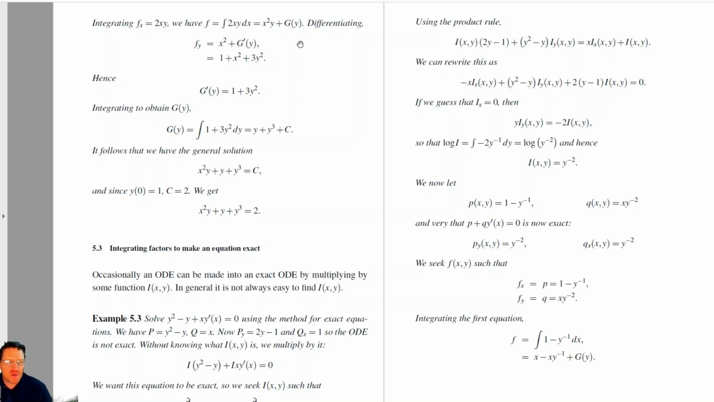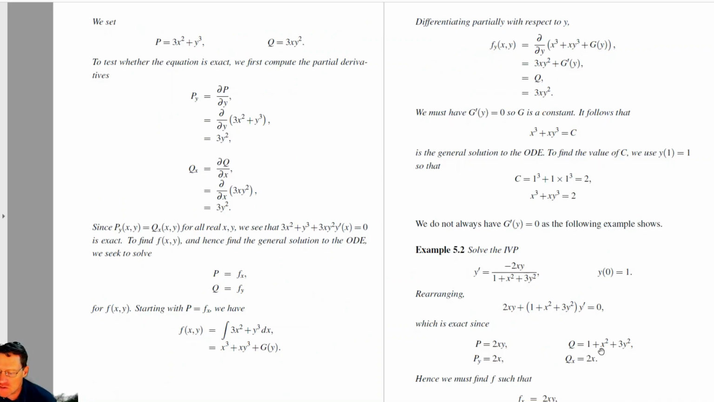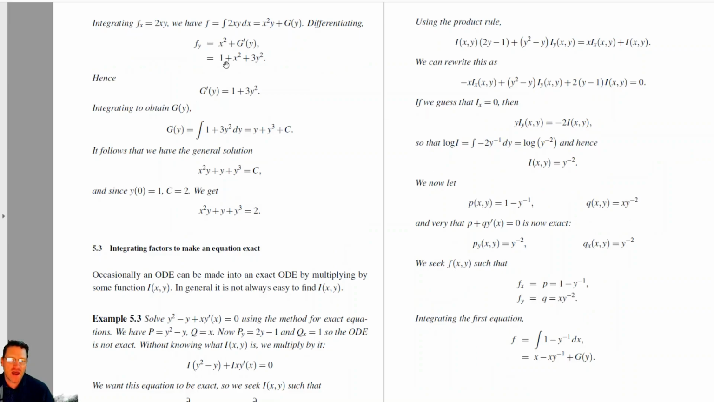Okay, and then we compare this result to q, right? Because q was 1 plus x squared plus 3y squared. So comparing that to q, we can see we've got an x squared matching here. But that tells us then, once we solve for g dash, that it is equal to 1 plus 3y squared. Okay, here it's not 0. It is an actual function of y. So we want to integrate to get g of y.